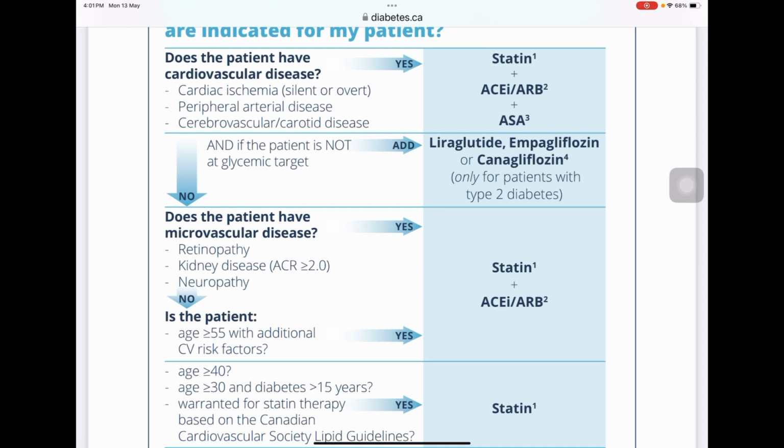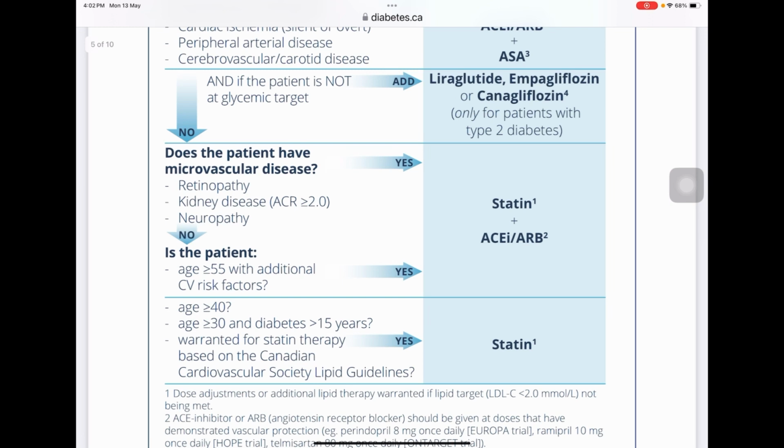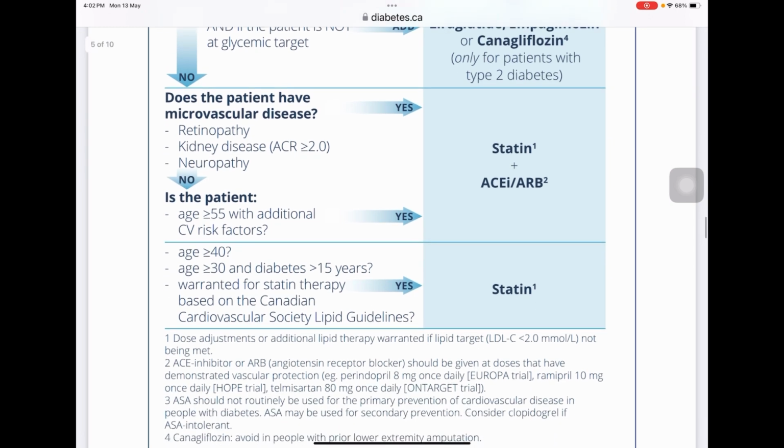So we need to see if the patient has cardiovascular disease. Yes, add these things, right? The three things: statin, ACE inhibitors, aspirin. Does the patient have good glycemic control? No, then you need to start liraglutide, empagliflozin, or canagliflozin, right? And if the patient has microvascular complications, statin or ACE inhibitors. And is the patient more than 55 with additional cardiovascular risk factors? Start statin and ACE inhibitors. If the patient is more than 30 with 15 years of diabetes, that is warranted for statin therapy based on the Canadian cardiovascular guidelines, then we need to start a statin.